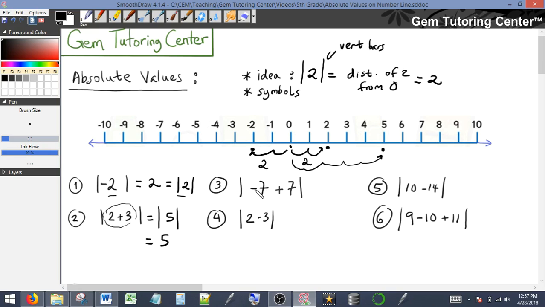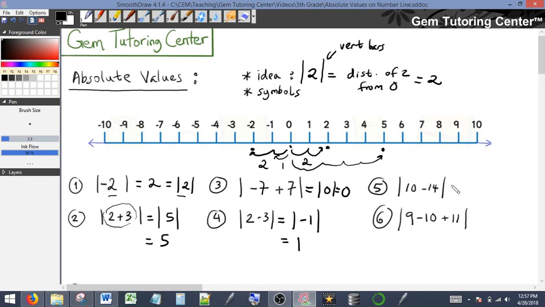Let's do this one. The absolute value of -7 plus 7. We know that -7 plus 7 is 0, so the absolute value of 0 is the distance that 0 is from 0, and we know that that is 0 because 0 sits on top of 0. Okay, so the absolute value of 2 minus 3 is the absolute value of -1, and -1 is right here, so if we count from 0 to -1, that's just 1. So the absolute value of -1 is 1.